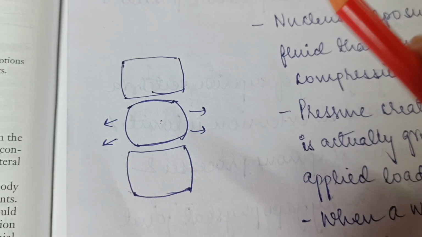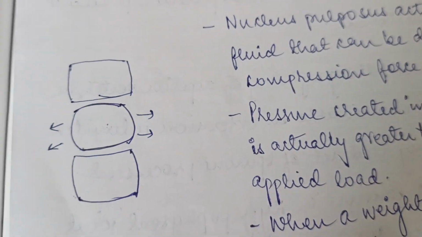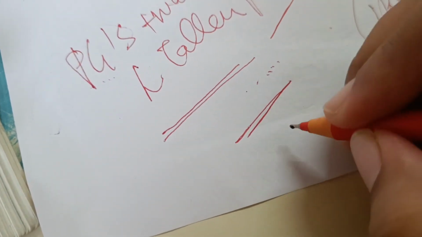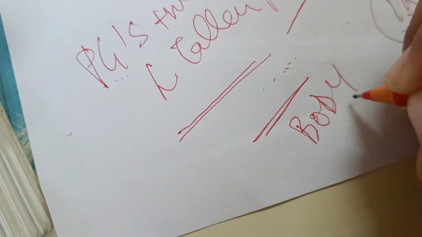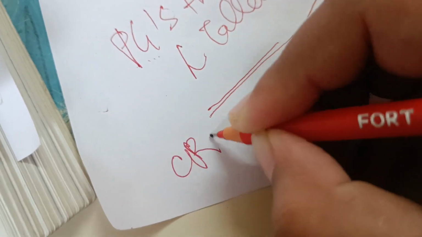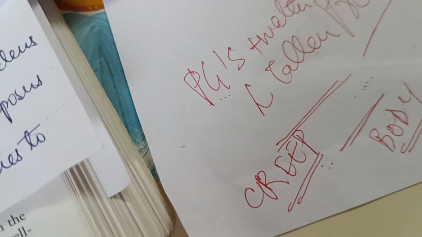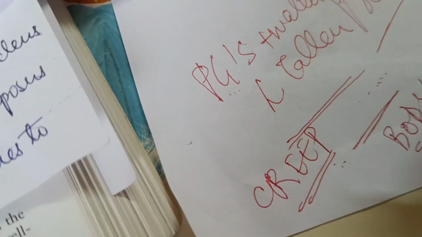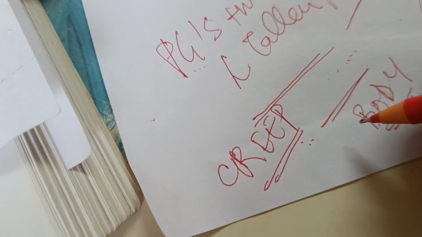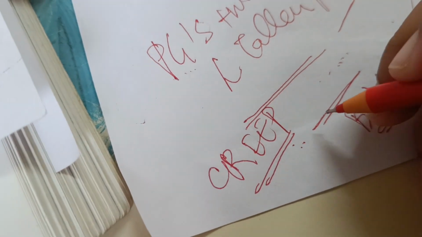Now there is another concept of creep. What do you mean by creep? If you have sustained loading to any structure in the body, there is something which is known as creep. This is important to understand. Creep occurs when the vertebral column is subjected to sustained loading.